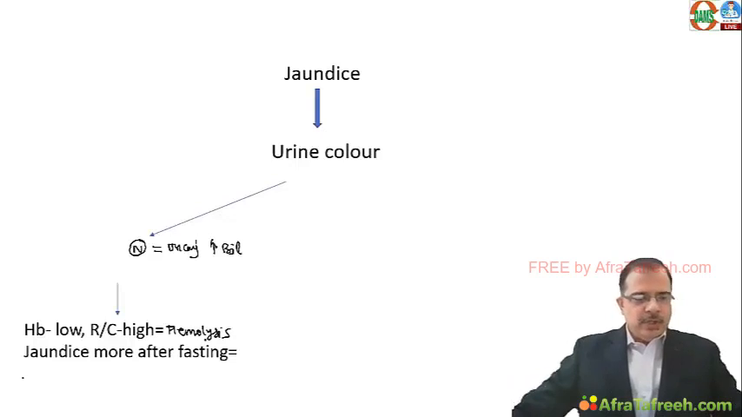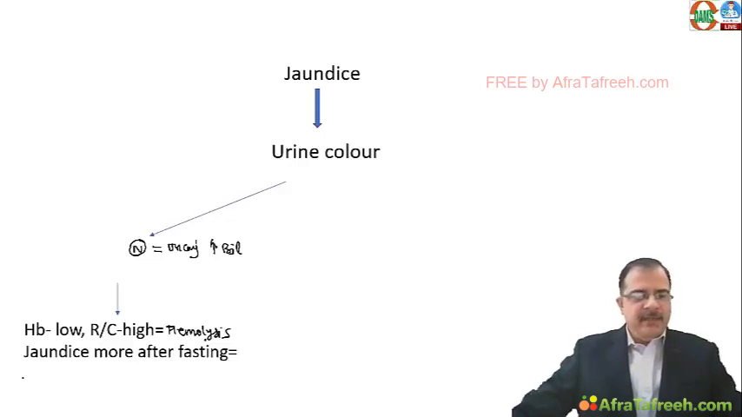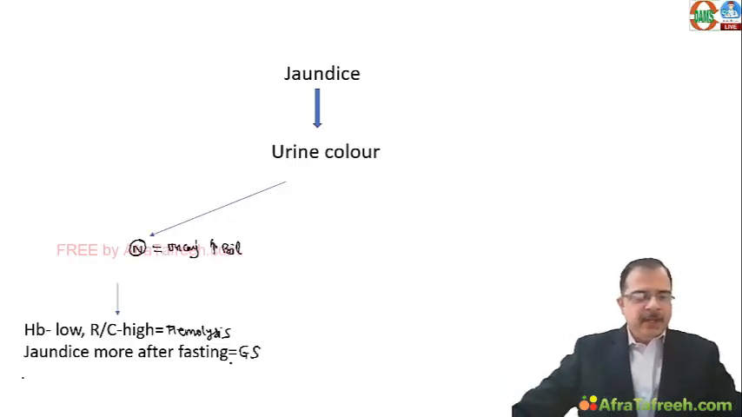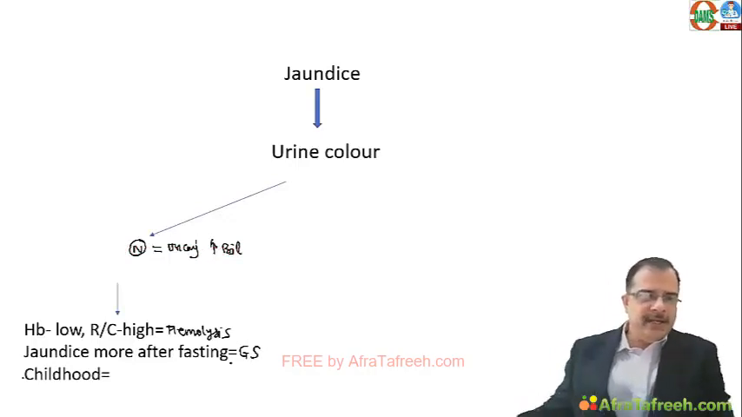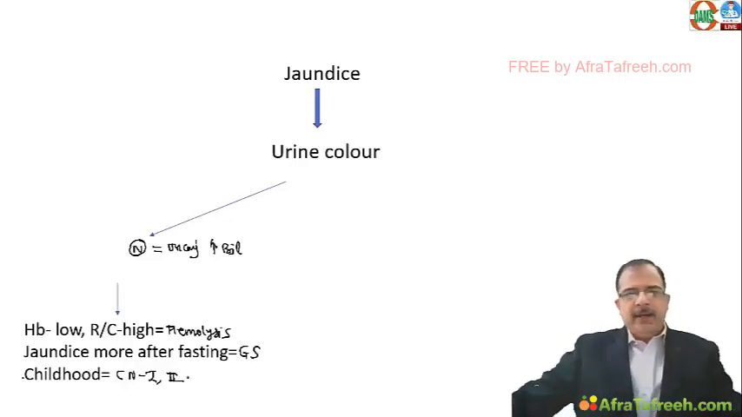Now, if the clinical case says that jaundice is more after the fasting condition, so if the jaundice occurs more after the fasting, then it will be a case of Gilbert syndrome. That is very typical feature here. Now, the third one, if the childhood is being mentioned and patient is more sick, then it will be a case of Crigler-Najjar syndrome type 1 or maybe type 2. So this is how to arrive at a conclusion.